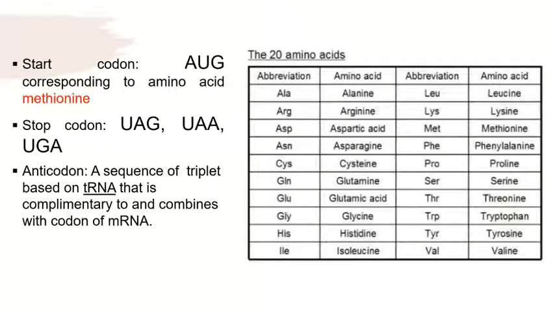Okay, so in the table there, we have the 20 amino acids. Let's say its abbreviation is ALA. The full name for that is alanine. ARG for arginine, and so on until you have the VAL, which is for valine. And what is an anticodon? An anticodon is a sequence of triplet bases on tRNA that is complementary to and combines with the codon of mRNA. So these are all the codons on the mRNA, but the anticodon is a sequence of triplets also, but it is situated at the tRNA. Later, I will explain to you.